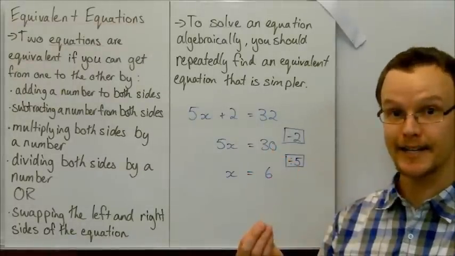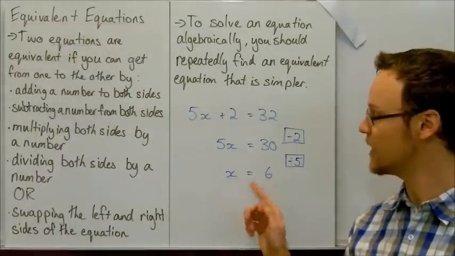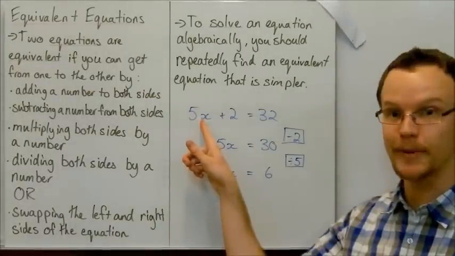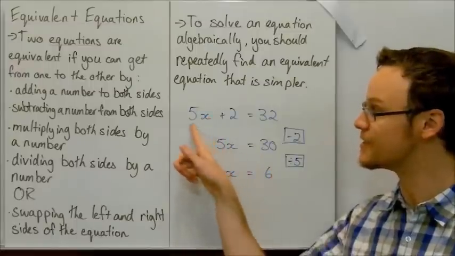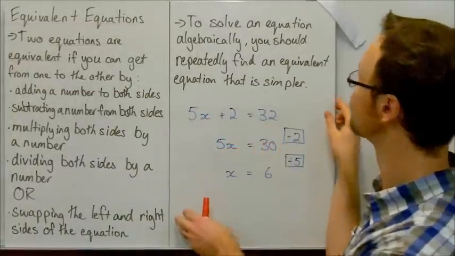We can check our answer, to double check that we've not made a mistake, by saying x equals 6 and putting it back into the top here. 5 times 6 is 30. 30 plus 2 is 32.